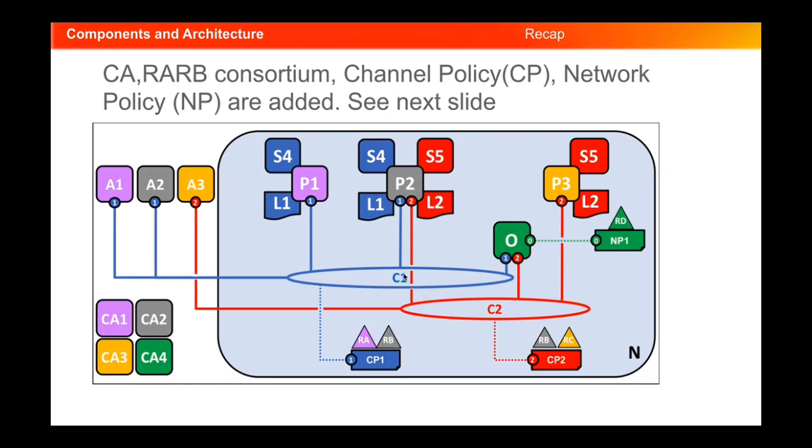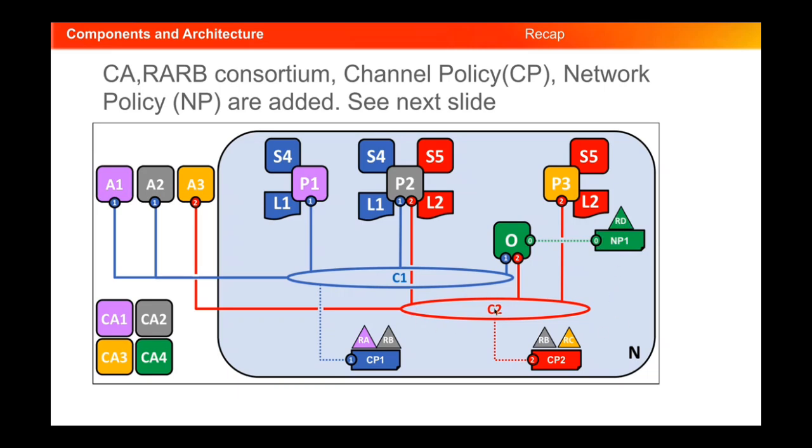This is C1. As this is part of RA and RB, application A1 and application 2 have access to C1. And it is ordered by the orderer O, which has to follow the rules, which is the network policy, and it is owned by another organization, which is RD.